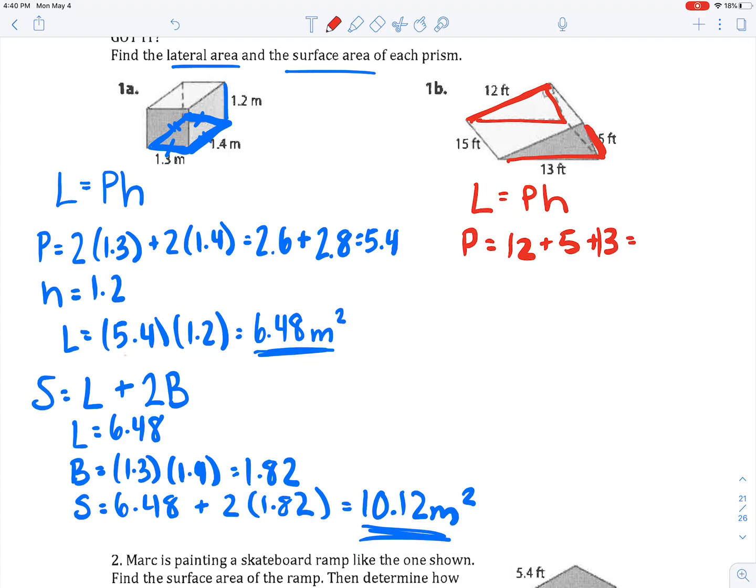Hopefully you guys are following along and you're doing this on your calculator as well, just to make sure that you're getting the same answers, pausing the videos if you need to. Now let's look at my height. My height is what connects my two bases, which would be 15. So my lateral area would be the perimeter times the height.